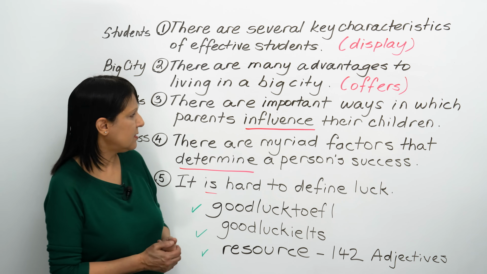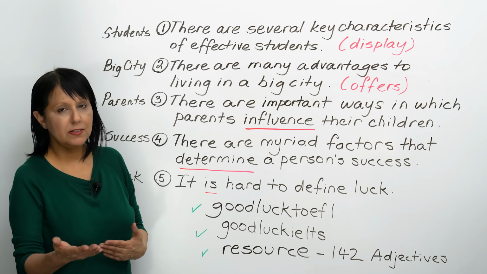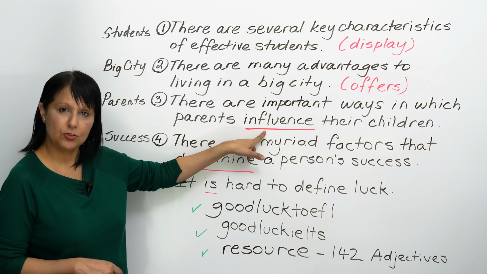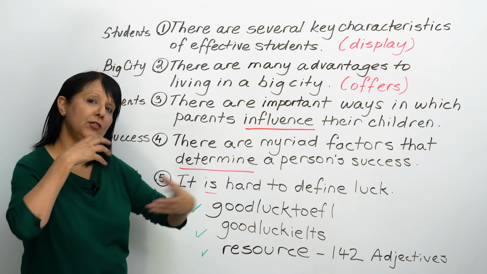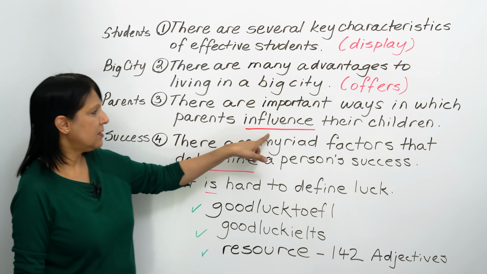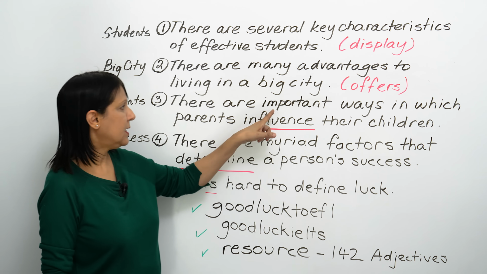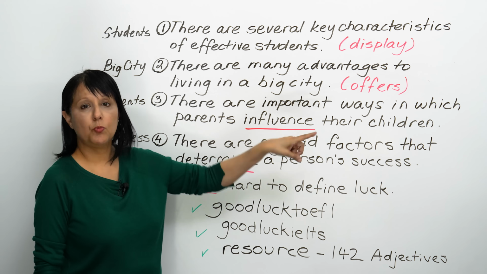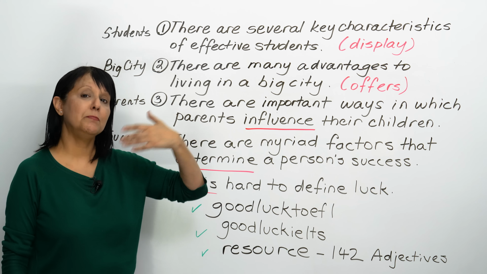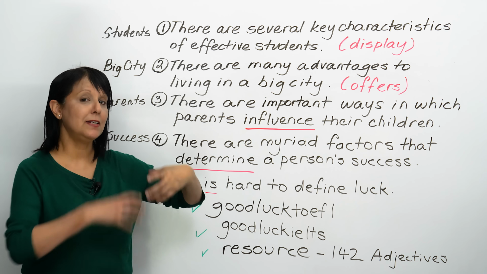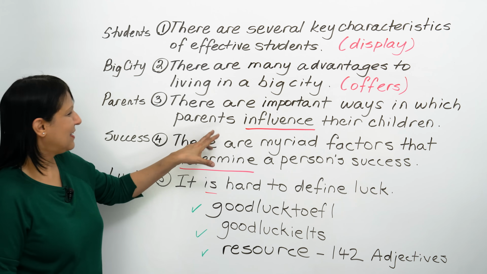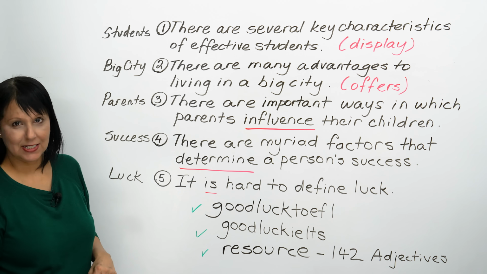So the student wrote this. Let's see how we can change it. This time we're not going to use a different verb. We're going to use the same verb that the student used. We're just going to change the structure of the sentence. So we could say, parents influence their children in many important ways, or in several important ways, or in myriad important ways. Again, myriad means many, many. Okay? So that's how we can improve that sentence.